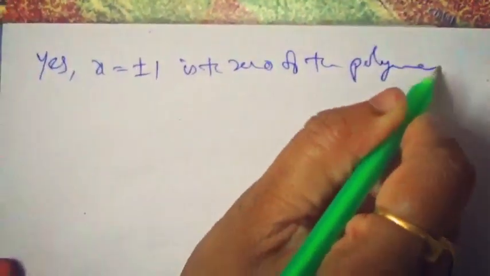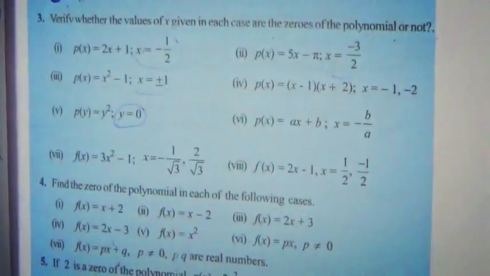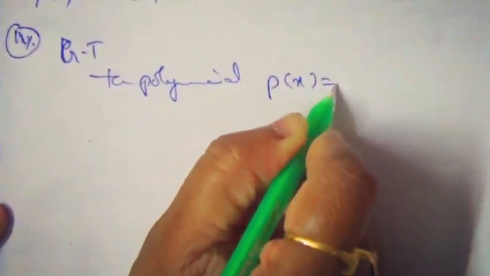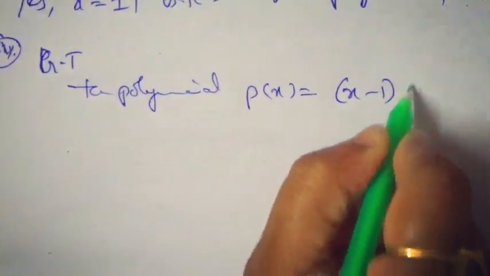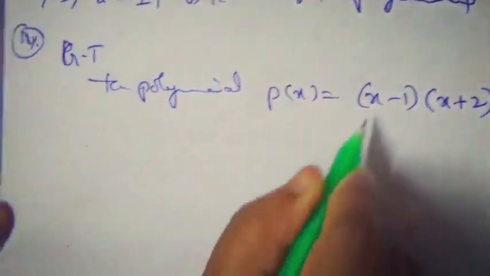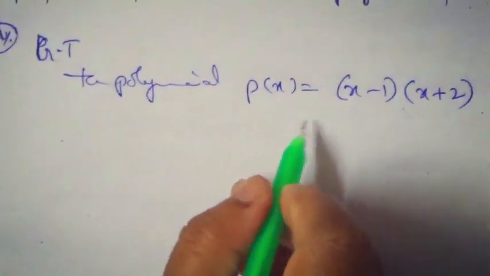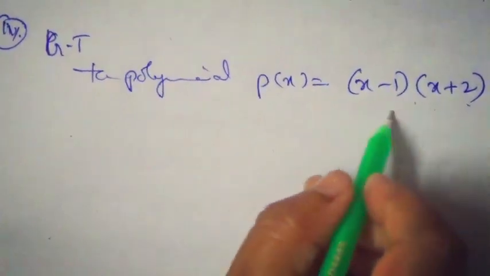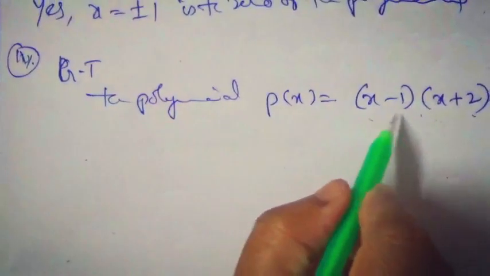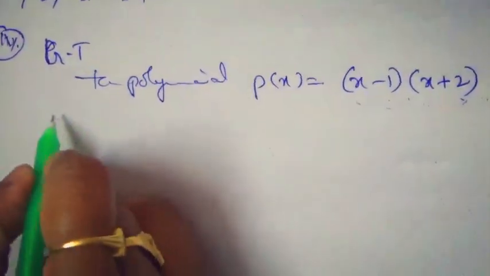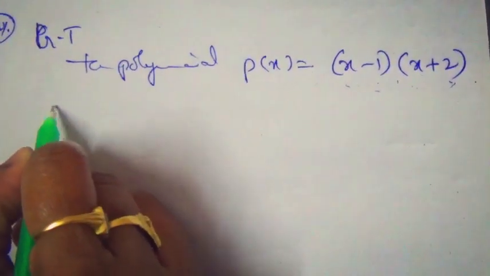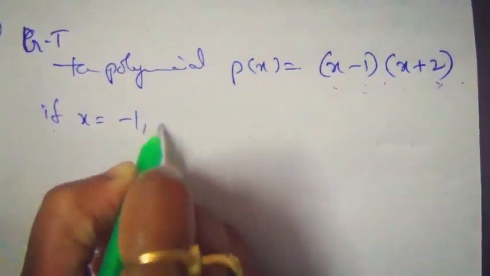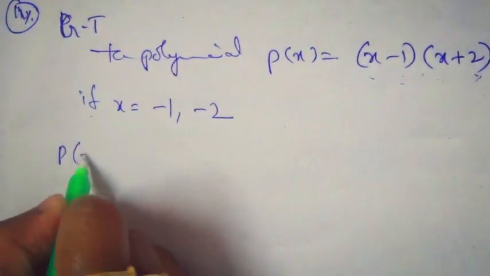Fourth sum, given that the polynomial p of x is equal to (x minus 1)(x plus 2). Okay, x minus 1, x plus 2. So here we have two terms, right? That is x minus 1 and x plus 2. So here also he was given that x is equal to minus 1, minus 2. First of all we will check minus 1.